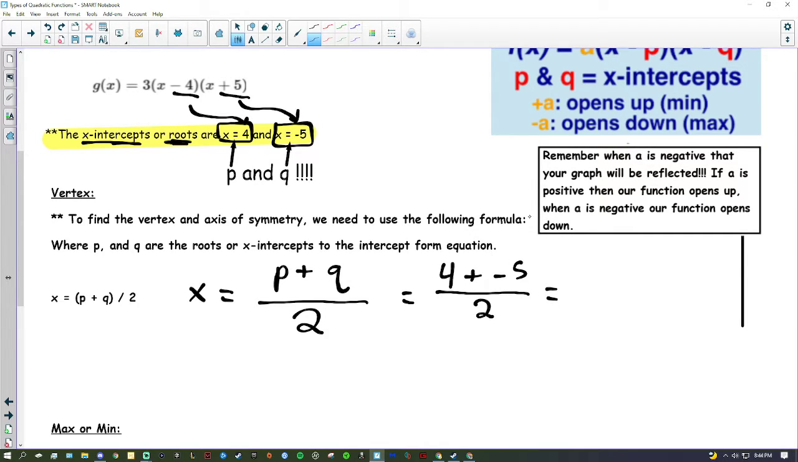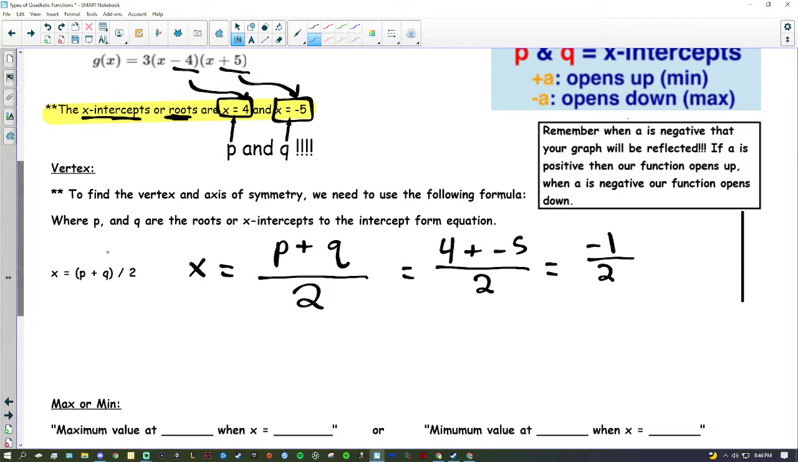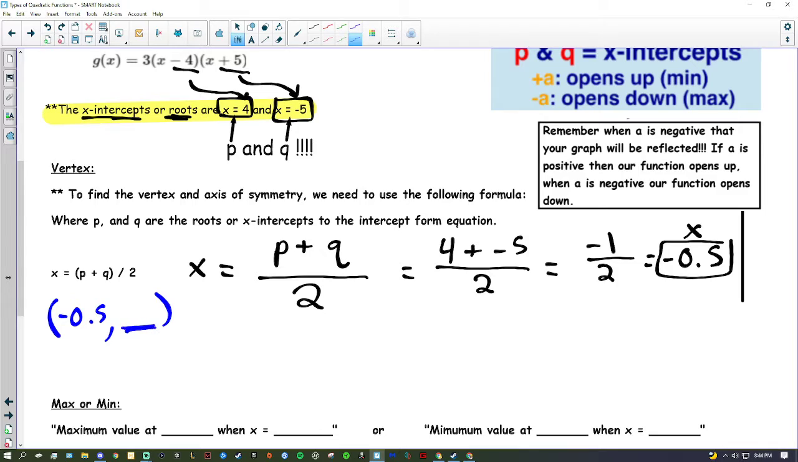Okay, so let's do the top first in our calculators. So you add 4 plus negative 5, and you got negative 1, negative 1 over 2. Sweet. Negative 1/2, which is the same as negative 0.5. So this is our x value. Remember, we need both halves of the vertex. Right now we have negative 0.5. We need to figure out what our y value is. The only way to figure out our y value is to take our x value and plug it back into the original.